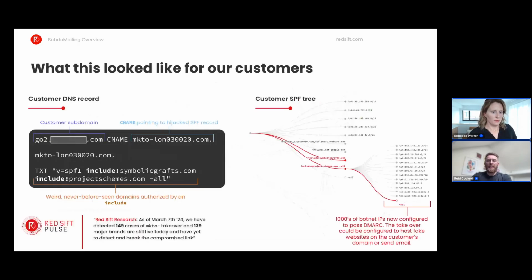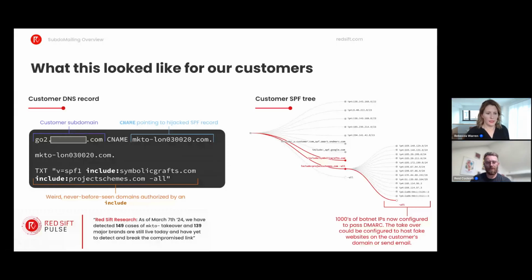Yep. So essentially, if we look at this record in more detail, what we can see is it's sort of broken down into a couple of sections. The first piece on the left is the subdomain that we're talking about. And then secondly, on the right-hand side, you can see there's a CNAME. So this record is pointing to a SPF record that has been hijacked. And because this SPF record has been hijacked via an include, they're essentially able to authorize this domain here to send emails on behalf of the original domain and subdomain.